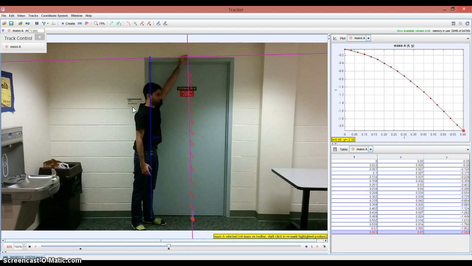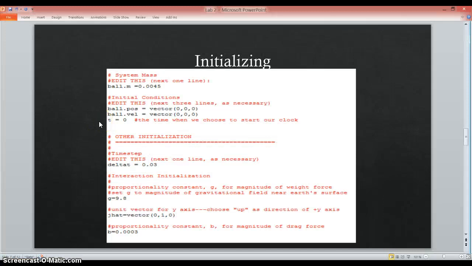This data will later be compared to the two graphical representations of gravity and then gravity plus drag, later created in VIDLE. Here, in VIDLE, we set the ball's initial mass to 0.0045 kilograms. Additionally, we set the ball position to the vector 0, 0, 0, and the initial velocity to 0, 0, 0 in all directions.